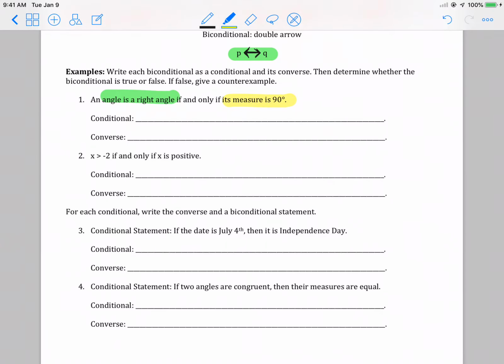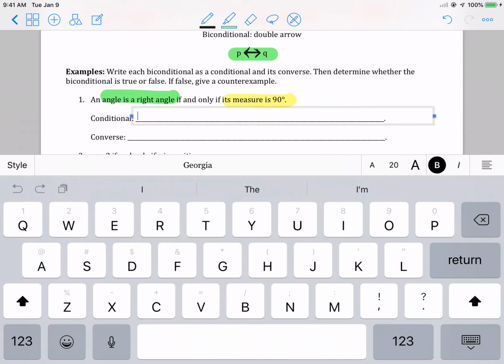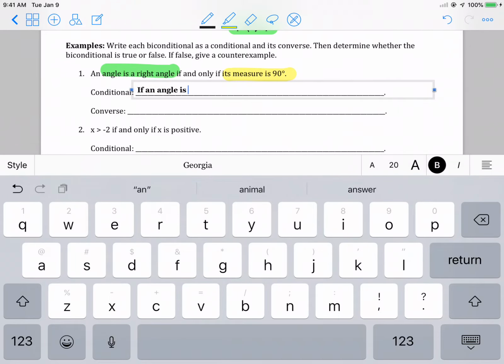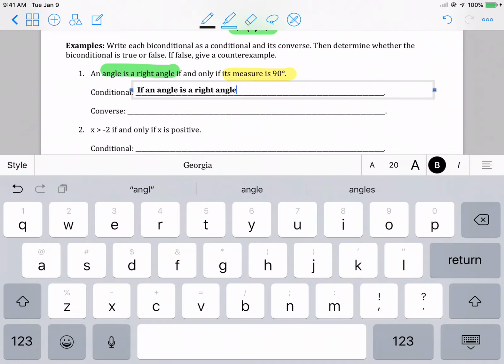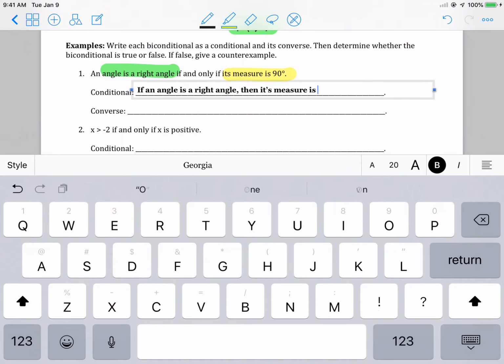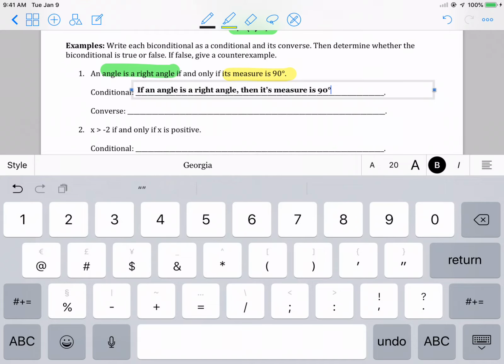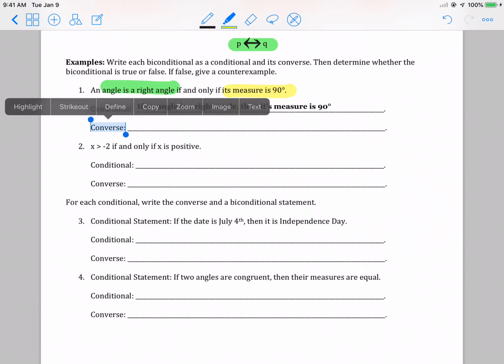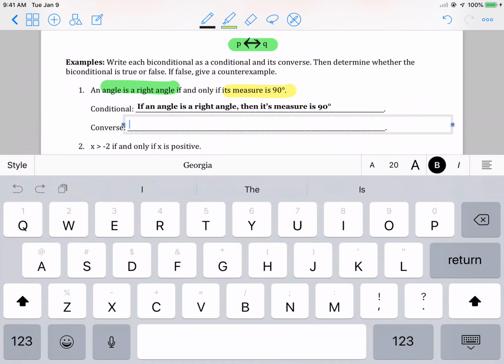So what we're going to do is separate our biconditional statement, and we're going to create, I wish this was a little smaller. Sorry guys, it's kind of in the way. The wonders of technology. So if an angle is a right angle, then its measure is 90 degrees. Okay, so we took that original biconditional and we wrote that. So now we're going to write it with the yellow first this time, because that is how we create our converse.